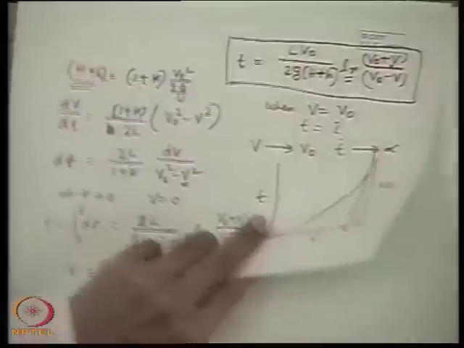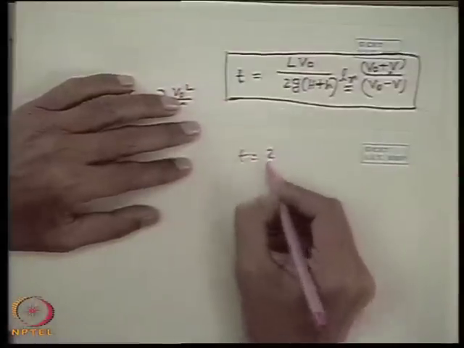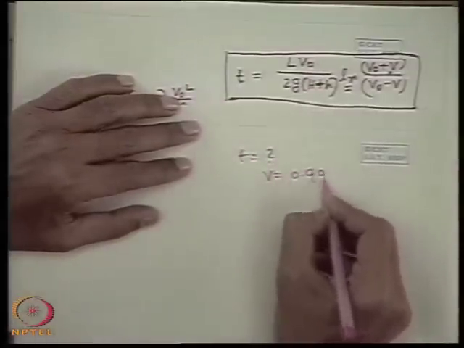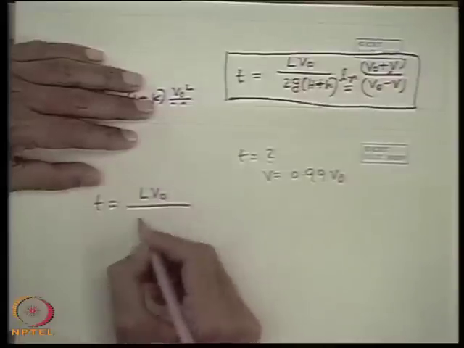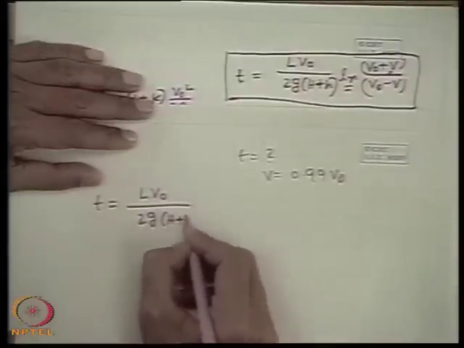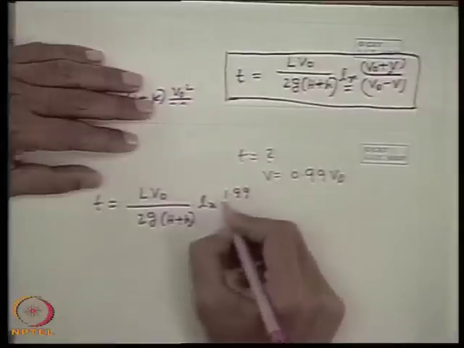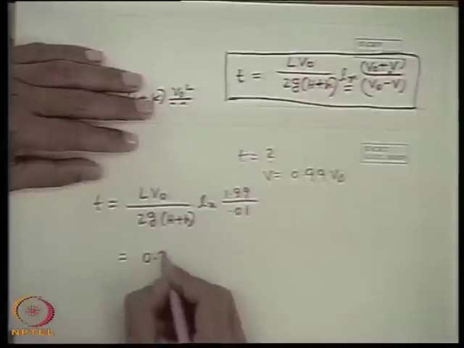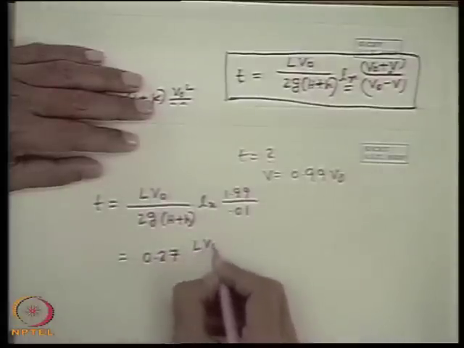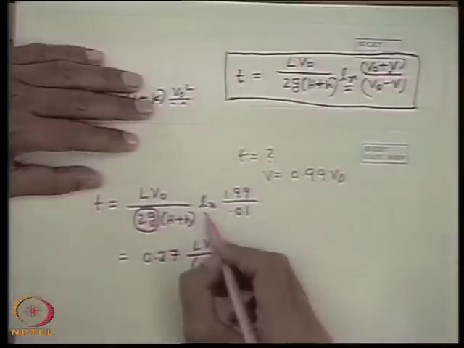Now, let us think of a particular portion of V0. If we consider what is the time taken when V is equal to 0.99 of V0, then it is very simple. Here, V0 is the steady state velocity, and the time taken for reaching 99% of the steady state velocity will involve ln of 1.99 divided by 0.01. So it gives a finite time, and this becomes equal to 0.27 L V0 by (h plus H), taking care of this 2g factor.